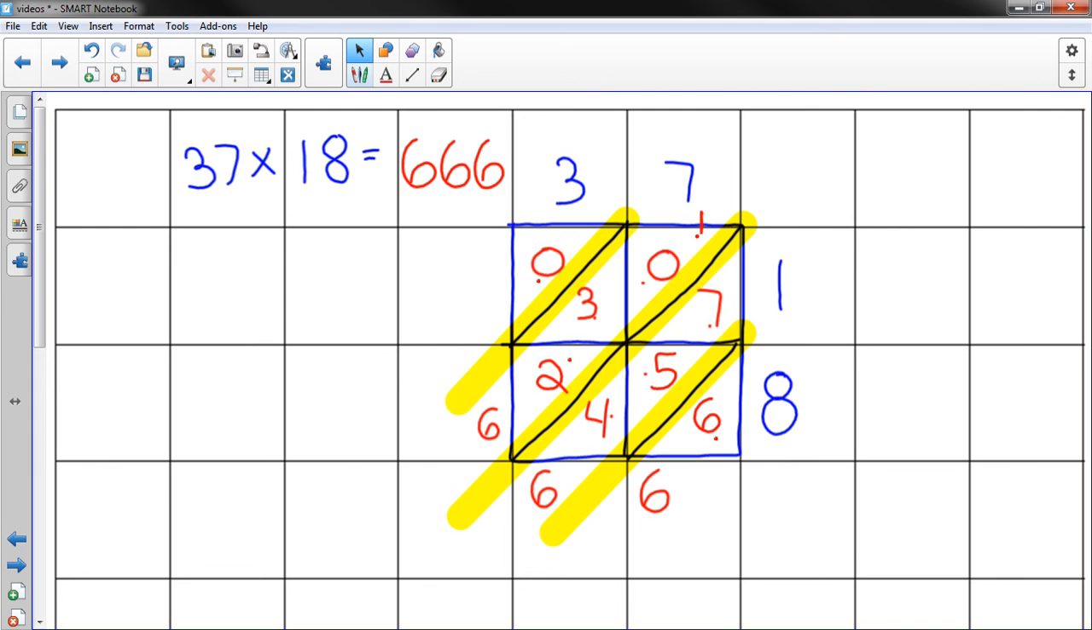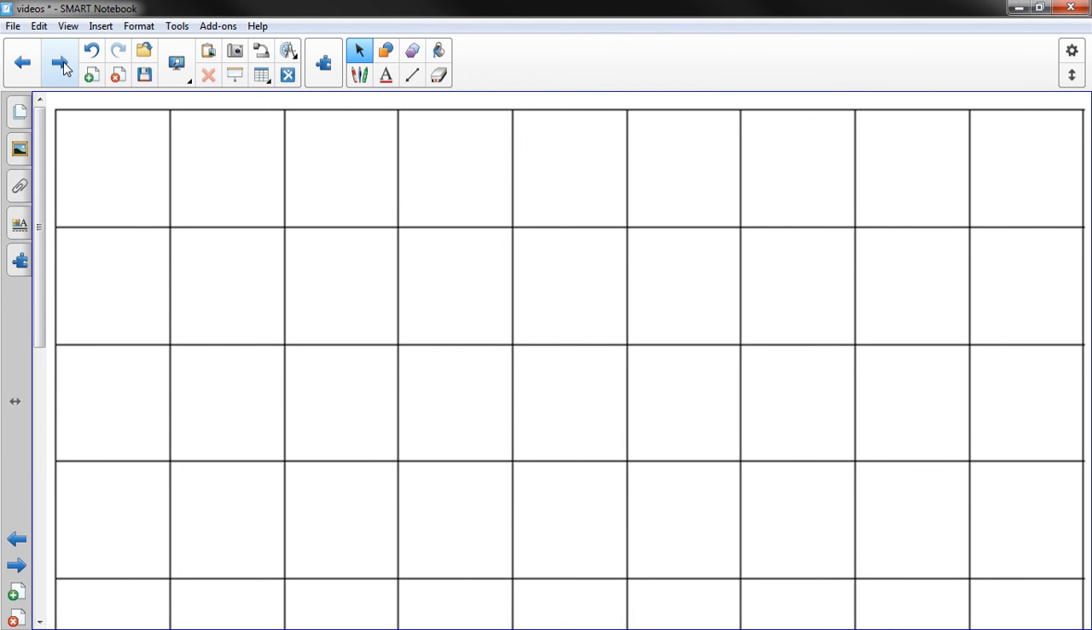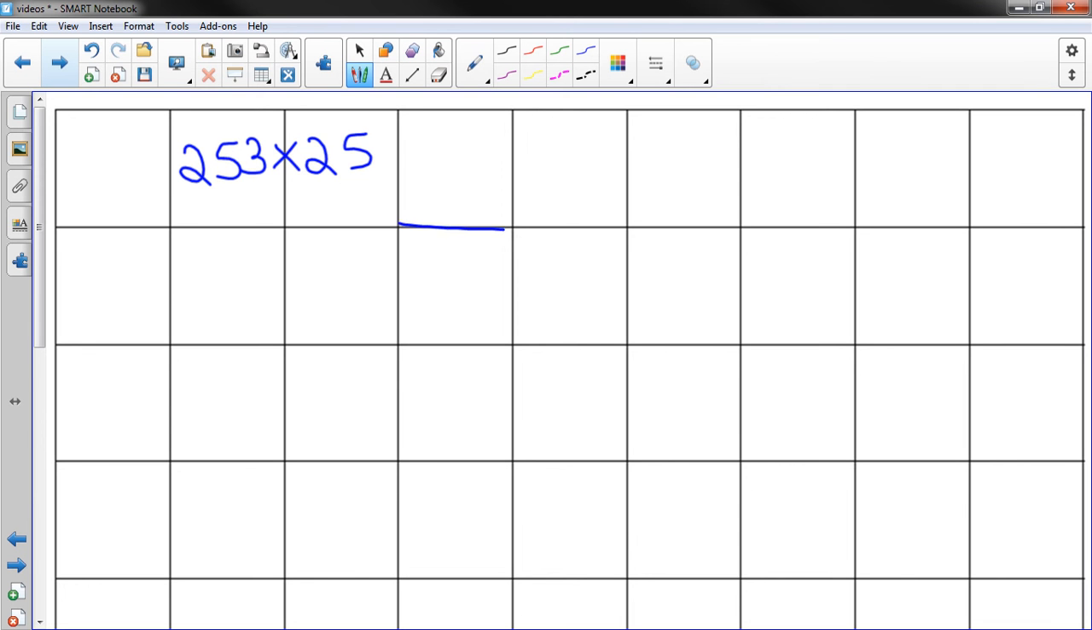Let's try another one. Let's do something a little trickier. Let's do 253, excuse me, times 25. Okay, I have a 3-digit times a 2-digit number. So I'm going to have a 3-digit by a 2-digit lattice. It's going to look like this.